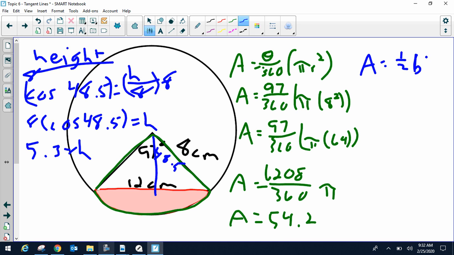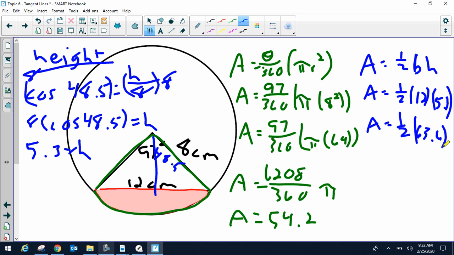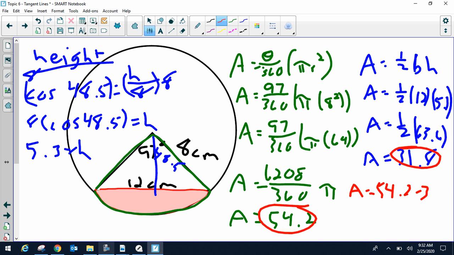So we can find the area of the triangle. Again, we know the base. The base, they tell me, is 12. So it's 1/2 of 12 times my height, which is 5.3. So it's 1/2 of 63.6, which divided by 2 gives you 31.8. And remember, to find the area of the red, you're going to take the area of the sector and minus the area of the triangle from it. You get 22.8.